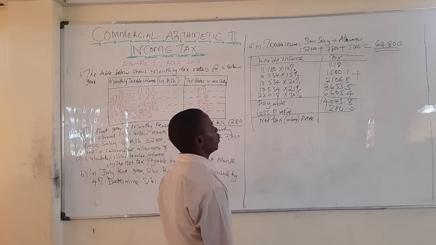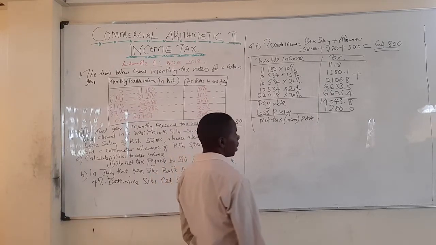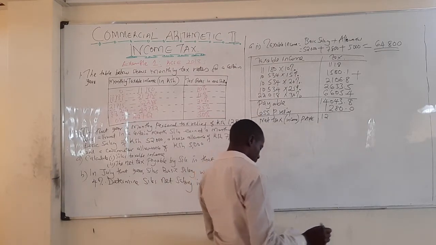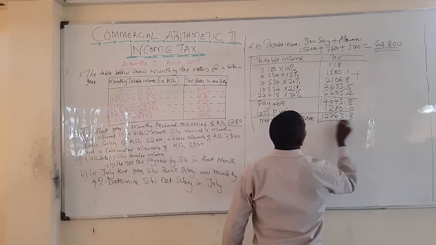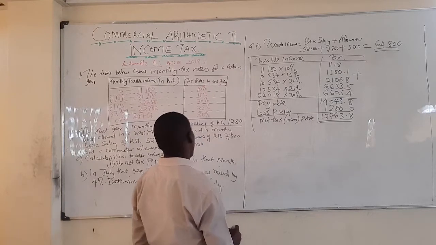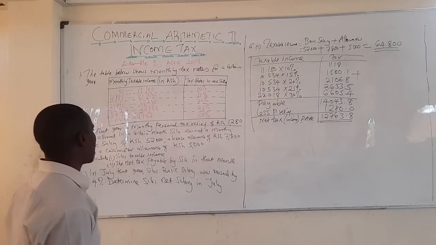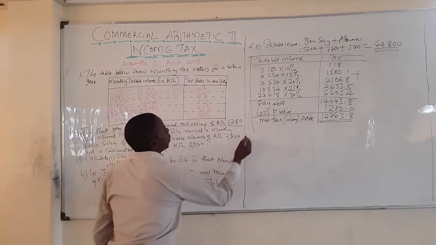So the net tax, then, we're going to be having now the difference between the two: 14,043.8 minus 1,280 should be 12,763.8. So that is our net tax that this person is going to be taxed. From there, let's answer part B of the question.